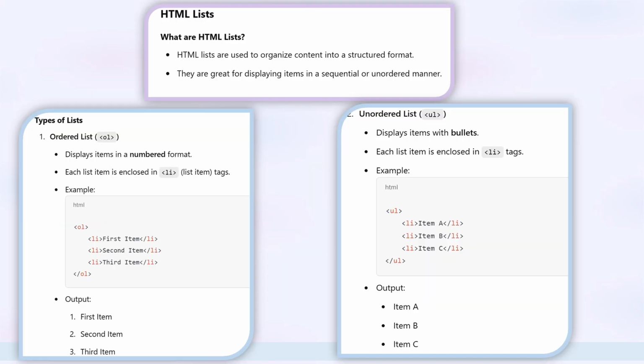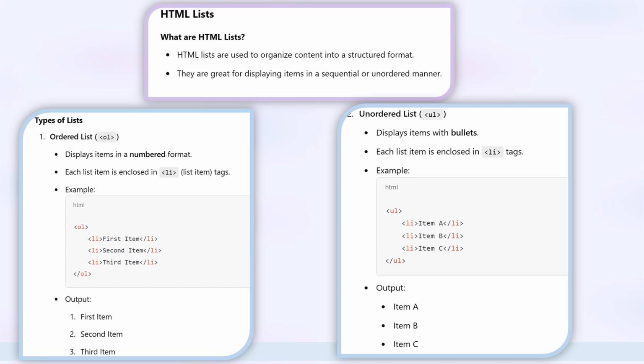HTML lists. What are HTML lists? HTML lists are used to organize the content into a structured format. They are great for displaying items in a sequential or unordered manner. Types of list: ordered list and unordered list. First, ordered list. It displays the items in a numbered format. Each list item is enclosed in a list item tag, which is angular brackets with li inside.